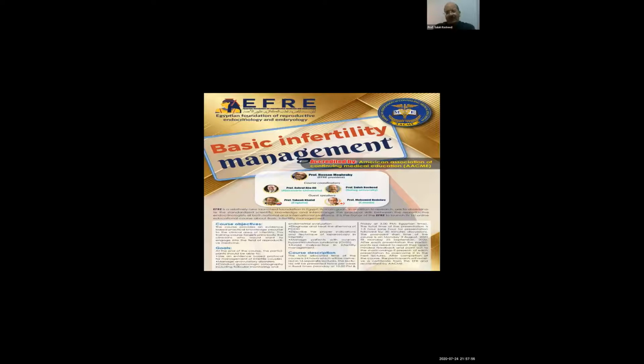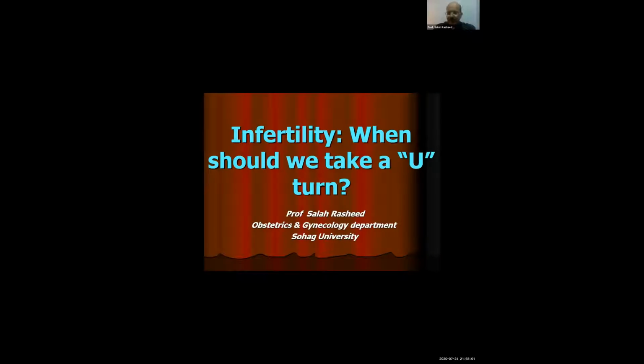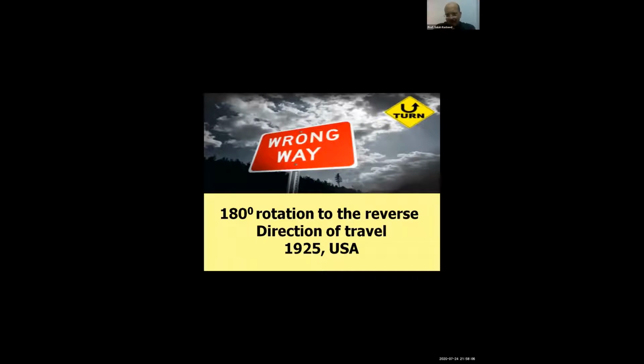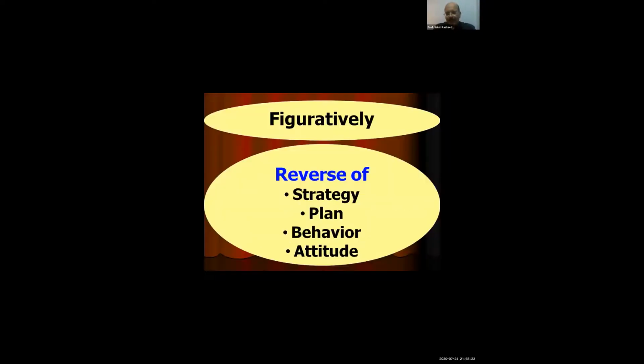The title of the presentation is: when should the gynecologist make a U-turn during infertility management. The term U-turn was first used in the USA in 1925 for the regulation of traffic, and it means that the passenger, the traveler, will go 180 degrees in the reverse direction of the journey. However, symbolically, it can be used in different branches of life, and it includes reversal or a change of the person's strategy, plan, behavior, and attitude.